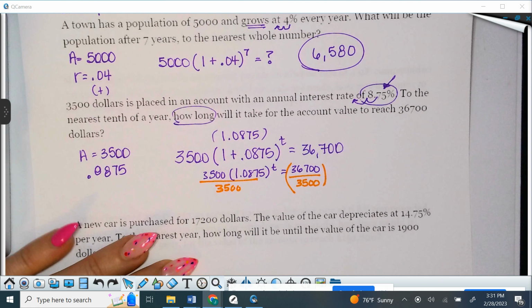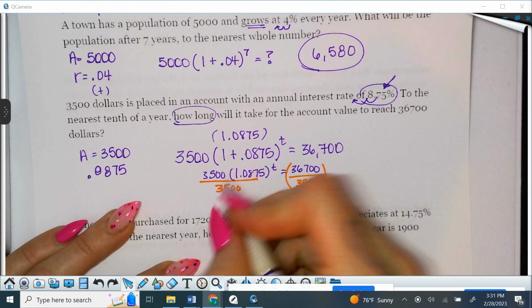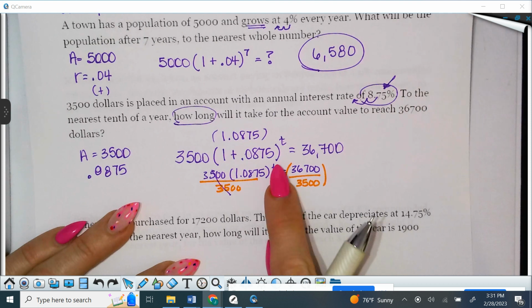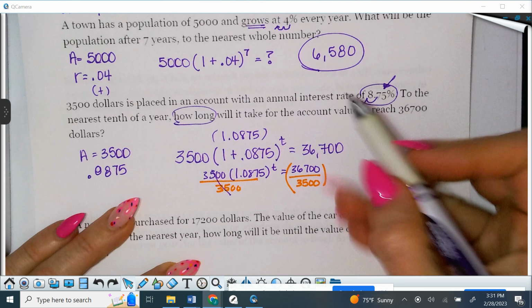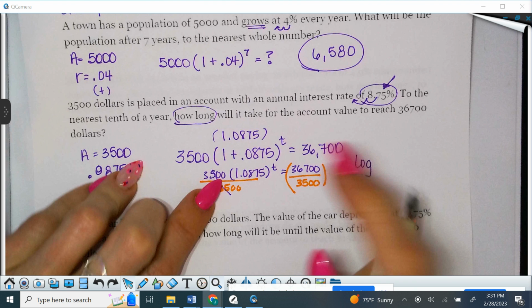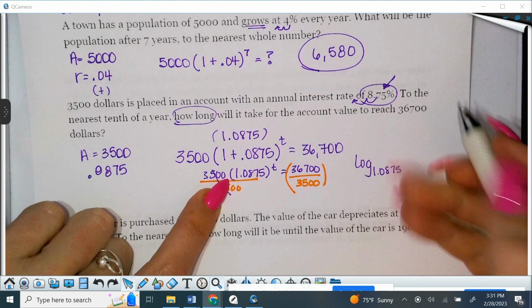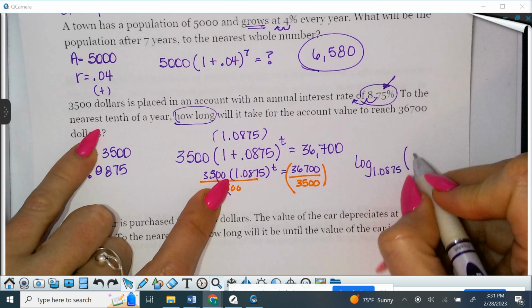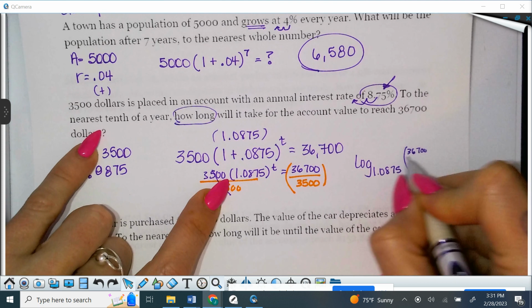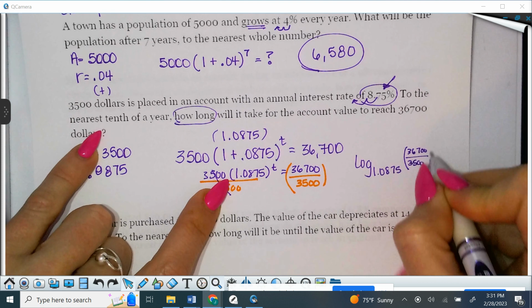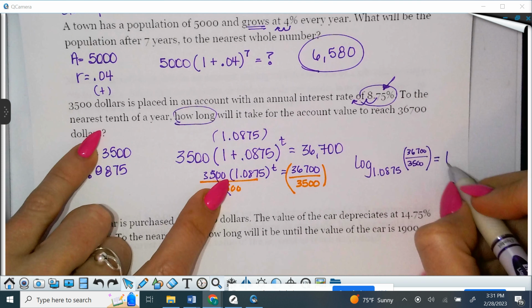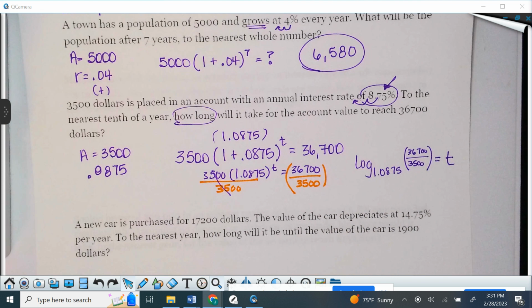So at this point, these are gone. Now I have a base raised to a power equals an output. So log, our base is going to be 1.0875, because that's the base of the exponent, of 36,700 divided by 3,500 is t, because we're solving for our time. And then we're going to plug this into Desmos. It's probably the easiest place.